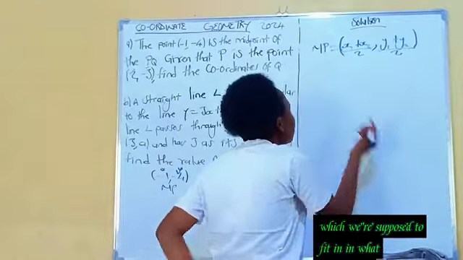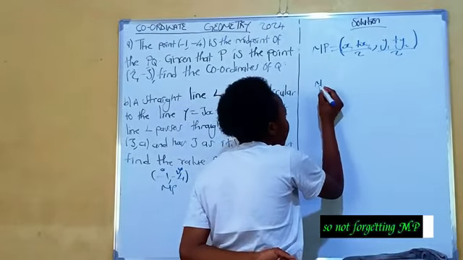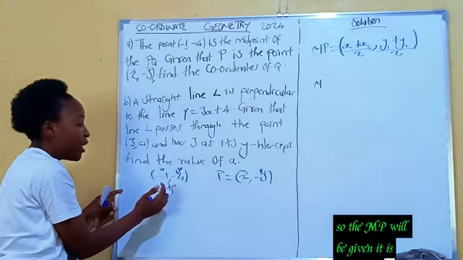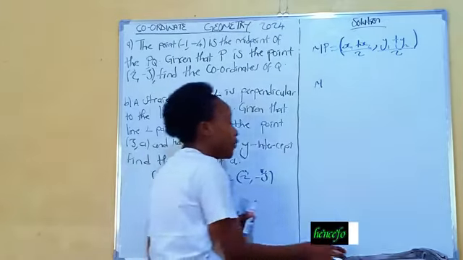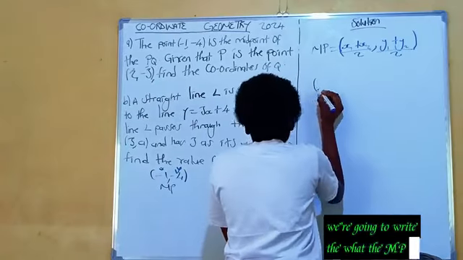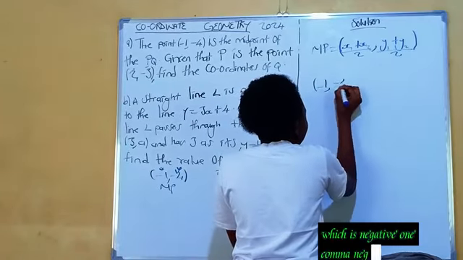Not forgetting the midpoint, here the midpoint will be given. It is negative 1 and negative 4. Henceforth, we're going to write the midpoint that has been given, which is negative 1, comma negative 4.